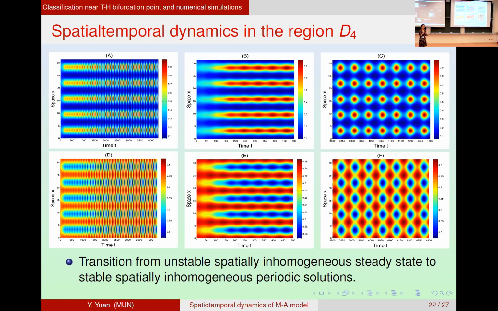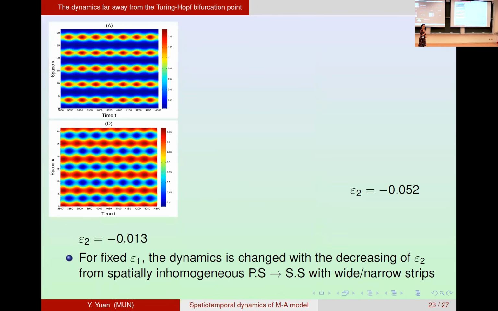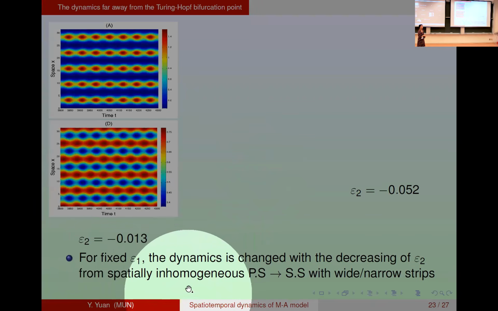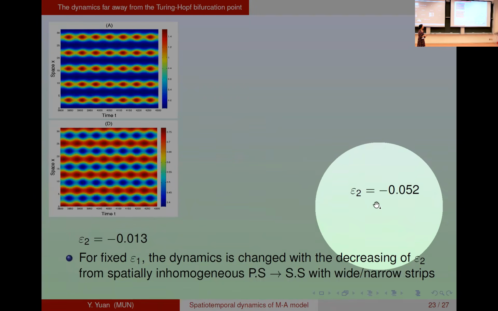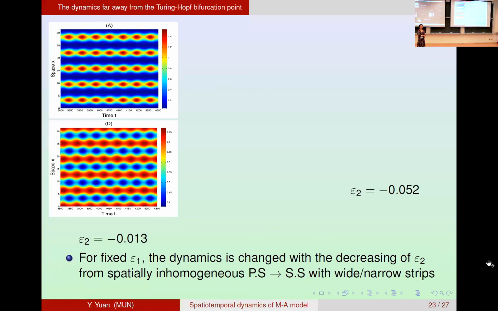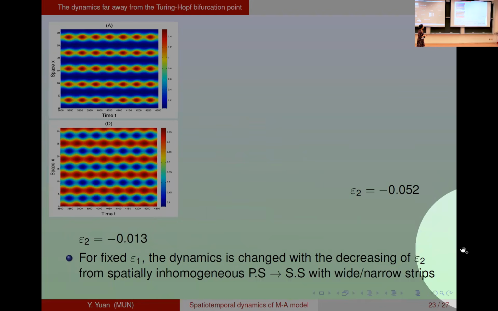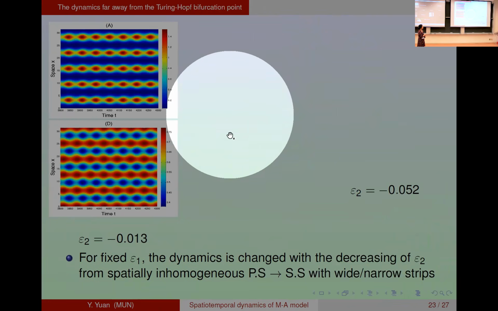Well, how about if the parameters are far away from these special points? In that case, it's more complicated, right? Actually, I don't think we have a theoretical way to do the analysis or the prediction, but numerically we can see some changes. For example, we fix epsilon1 and then change the value of epsilon2. In that way, we can see the dynamics change.